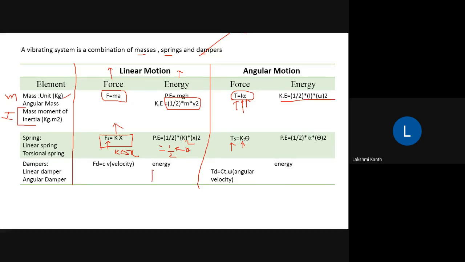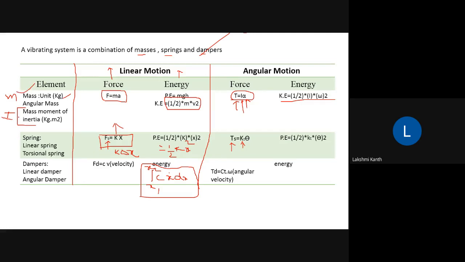If you take one initial position x1 and one final position x2, what is the loss of energy in between these two positions? That loss of energy in terms of the damping coefficient is the integral of c times x dot into dx. So this would be the formula for energy. But in our syllabus it is not there, so that's why I'm not focusing on this.